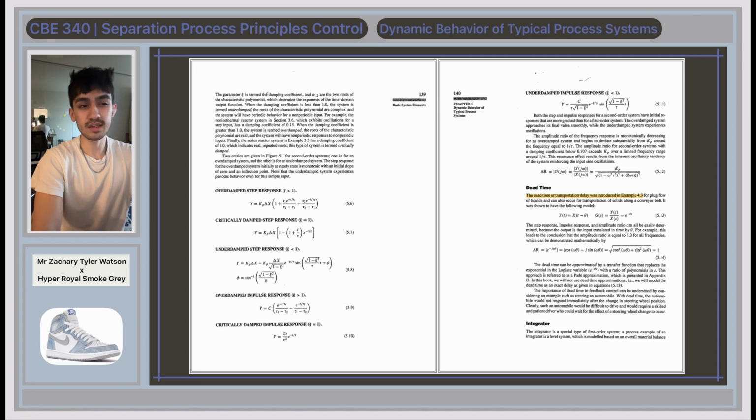of 0.15. And when the damping coefficient is greater than 1, the system is termed overdamped, and the roots of the characteristic polynomial are real. And the system will have a non-periodic response to non-periodic inputs. Finally, the series reactor system in example 3.3 has a damping coefficient of 1, which indicates real repeated roots, and this type of system is termed critically damped.